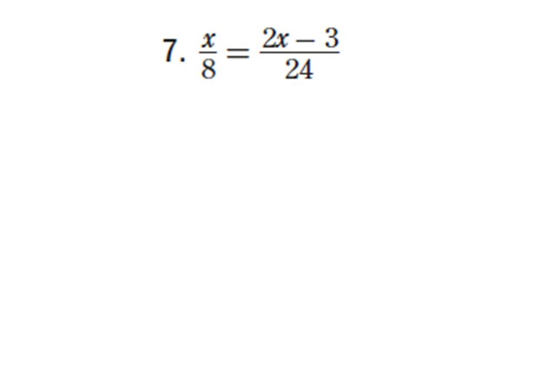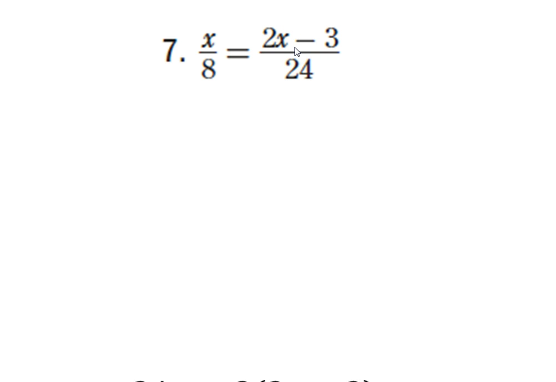And number 7, another proportion. We have two fractions that are equal to each other, and we have to find the missing value. This one looks like a mess compared to the other ones, because now we have an x in one fraction and an x in the other fraction, but we're going to find out that our means extremes property, cross multiplication, will work. So I'm going to take 24, multiply that by x, and then I'm going to take 8 and multiply that by 2x minus 3.